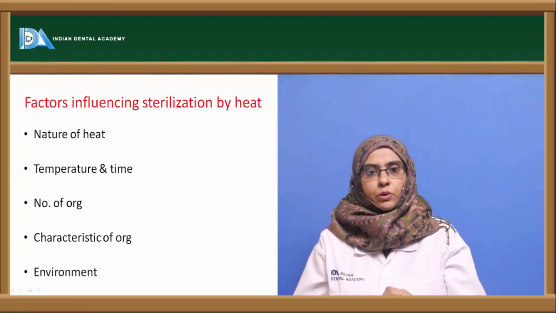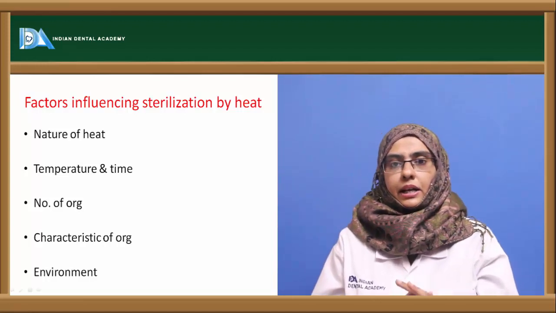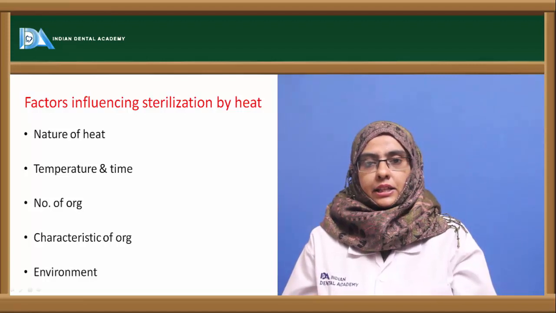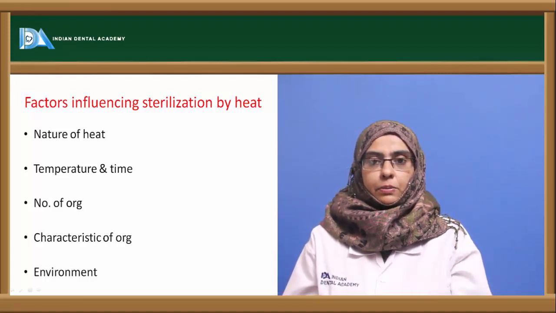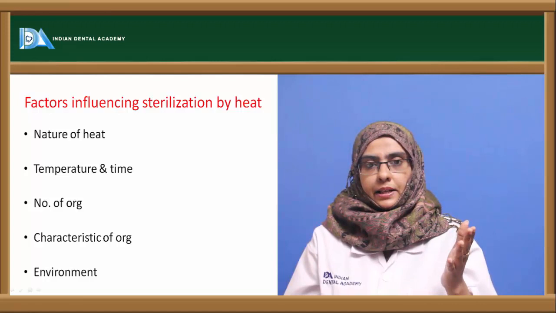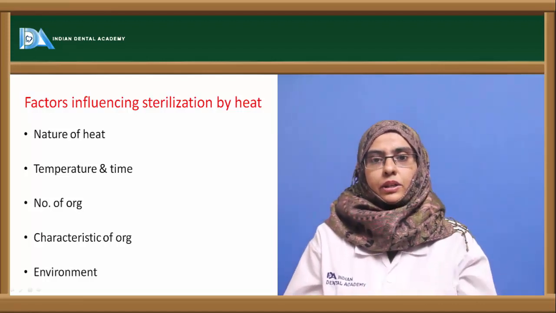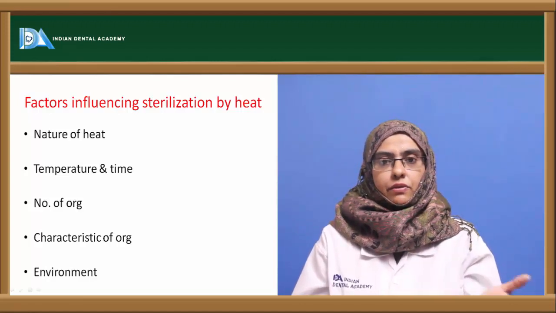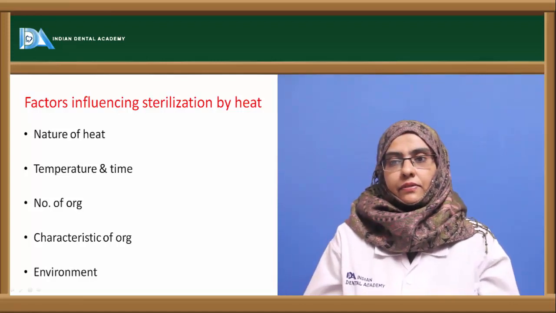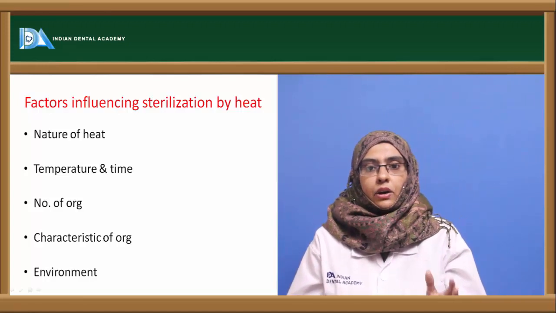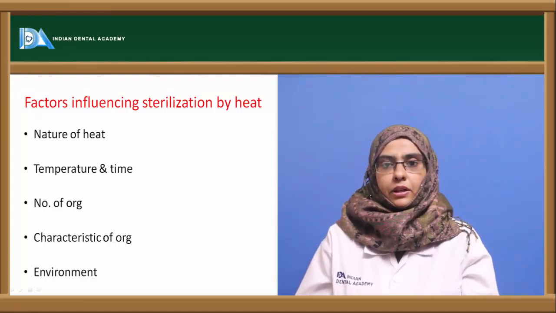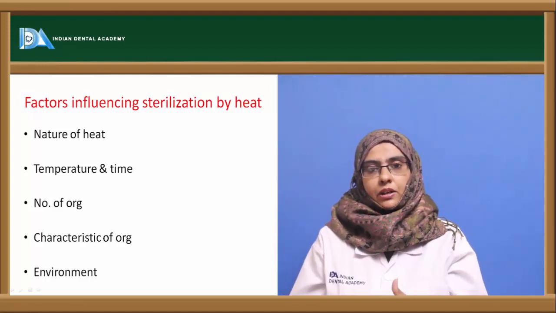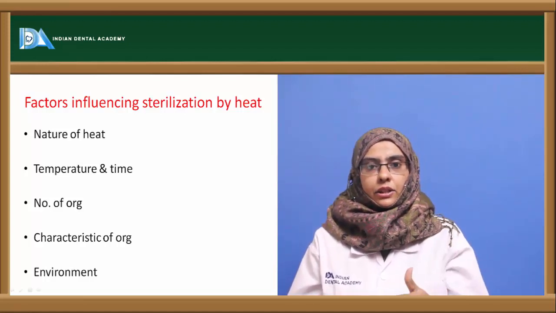As already discussed, moist heat is more rapid and has good penetration power. Next is the time and temperature, already discussed, that is, they are inversely proportional, so it can be less time and more temperature, or more time and less temperature, and again depending on the organism, whether it is a vegetative form or a sporulating form. Next we have the number of organisms, called the biological burden, present in a particular environment. If the number of organisms is less, then it takes less time and less heat to kill the organism.